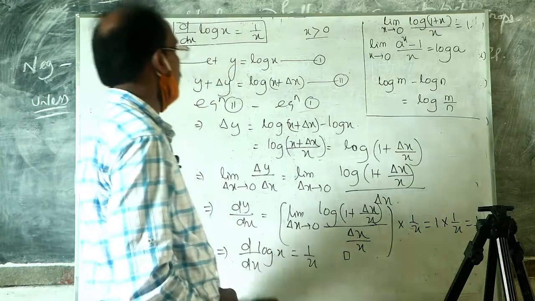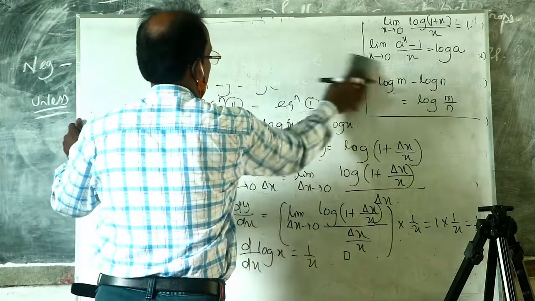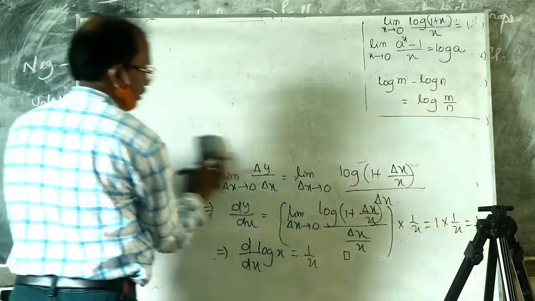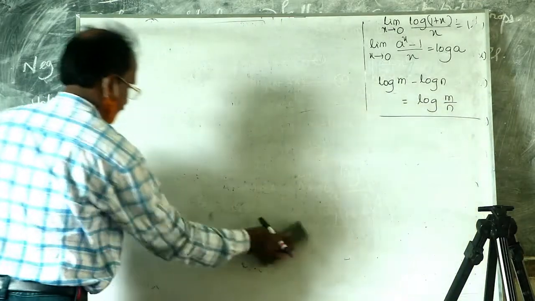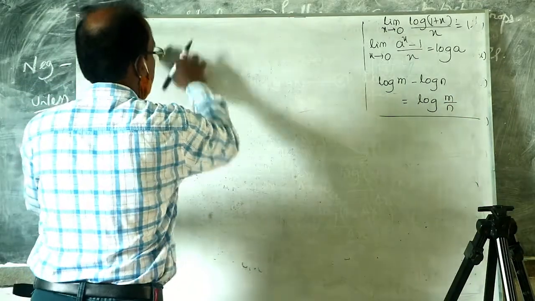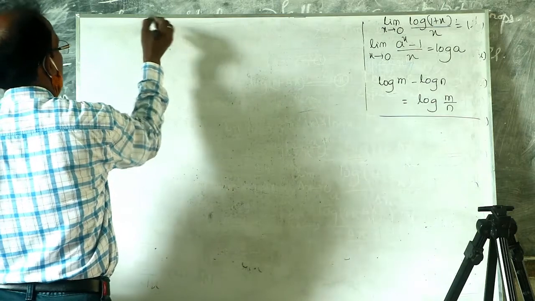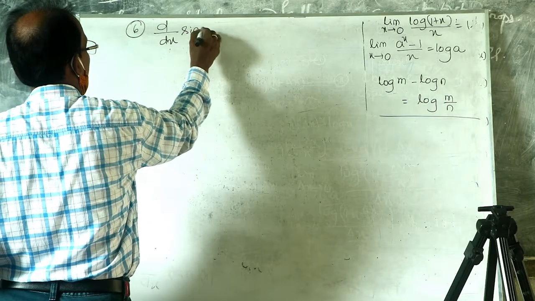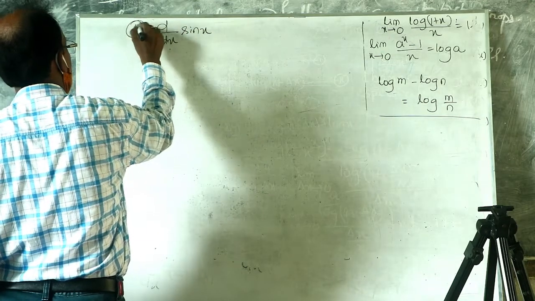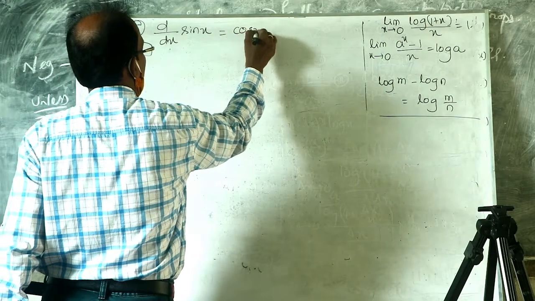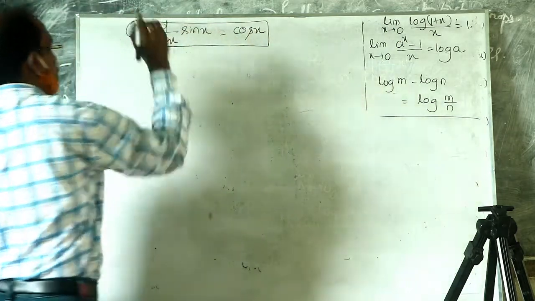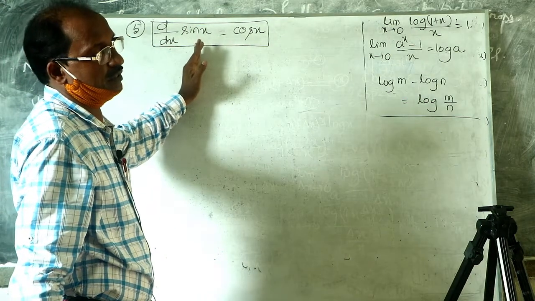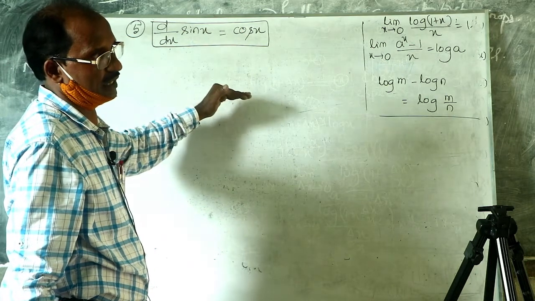Then we shall prove another formula. Next formula we shall prove: derivative of sin x is equal to cos x. Then similarly we shall prove the derivative of cos x, tan x, cot x, sec x and cosec x.